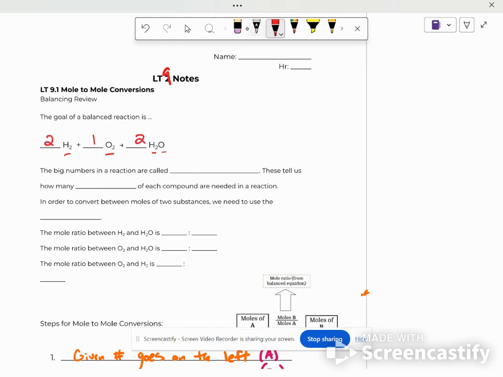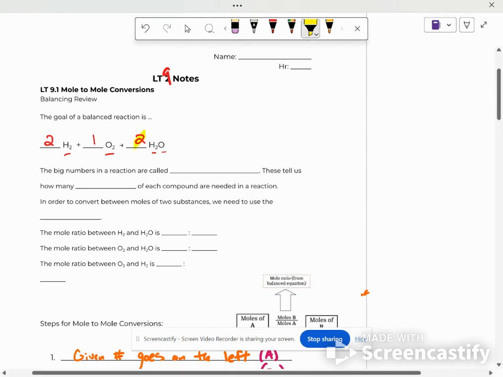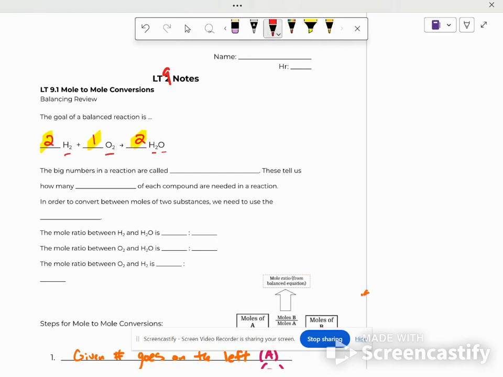What we're going to start talking about is what these big numbers out front actually mean. The 2, and these 1s, what do these obscure numbers mean? Well, these coefficients are an indication of how many moles. So you need 2 moles of hydrogen for every 1 mole of oxygen, and you will make 2 moles of water. This is what we call our box recipe.